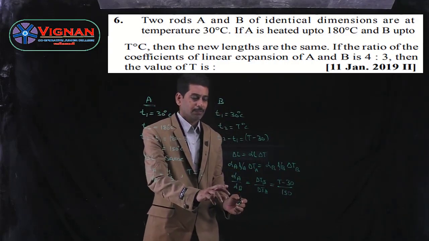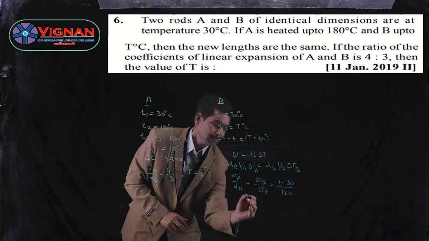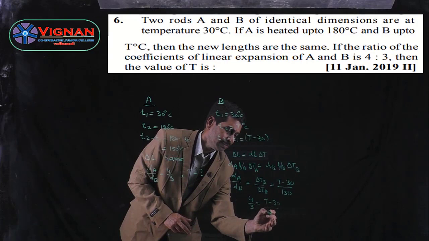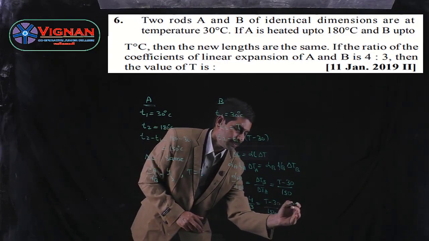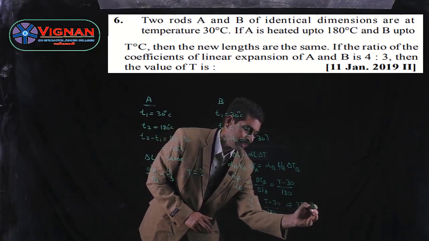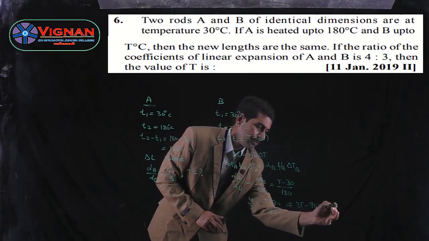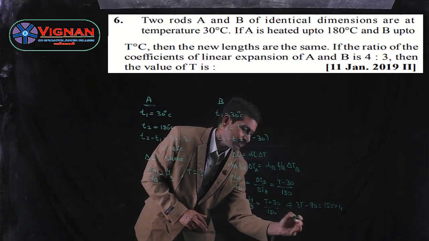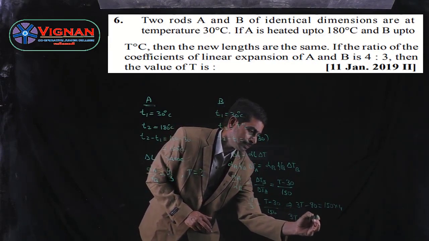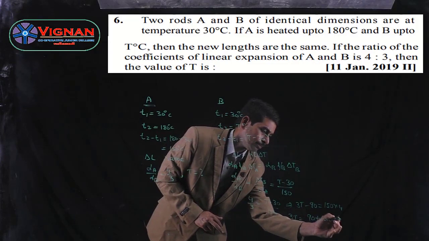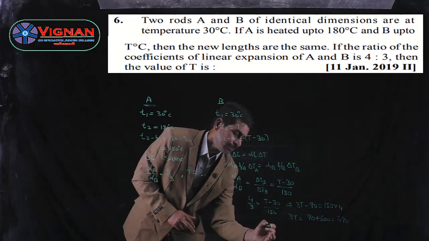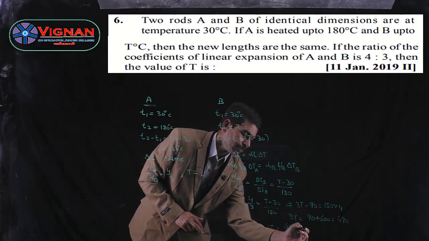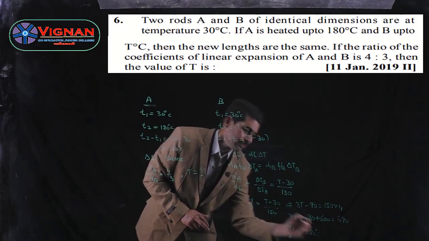And this alpha A by alpha B is given as 4/3. So 4/3 is equal to T minus 30 by 150. And cross multiplying this, we get 3T minus 90 is equal to 150 into 4. Thereby 3T is equal to 90 plus 600, which is nothing but 690. Therefore T is equal to 690 by 3, which is nothing but 230 degrees centigrade.